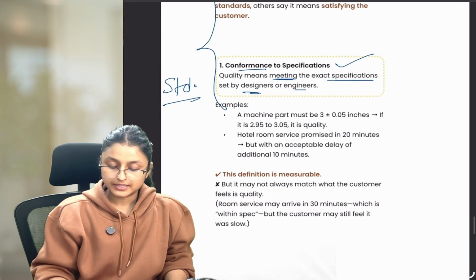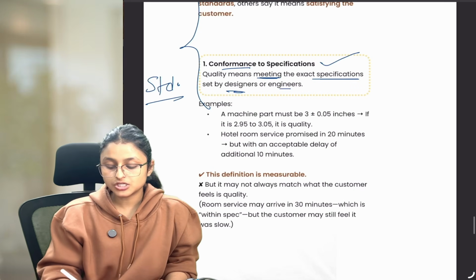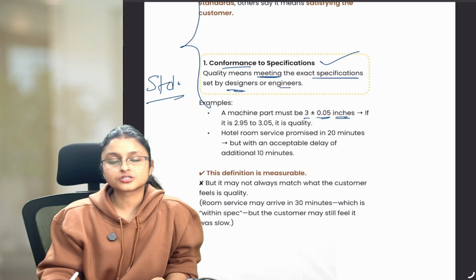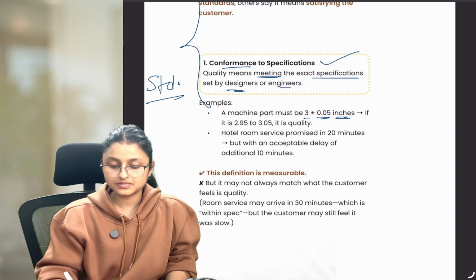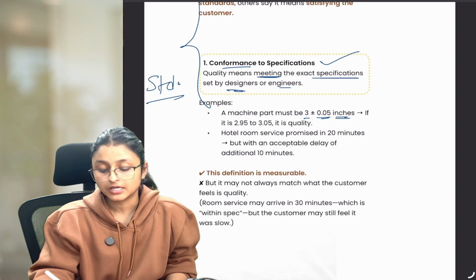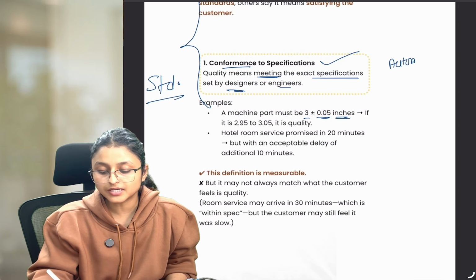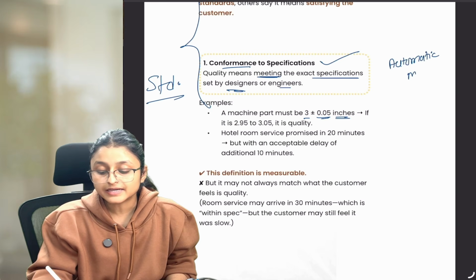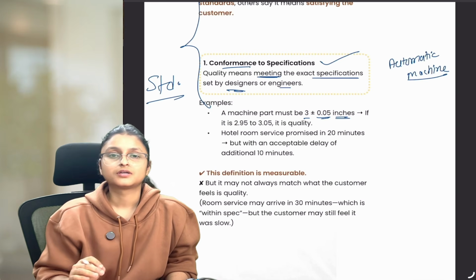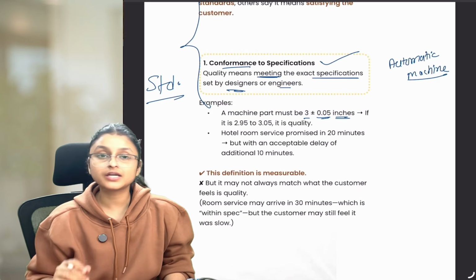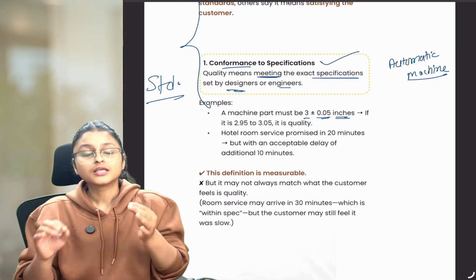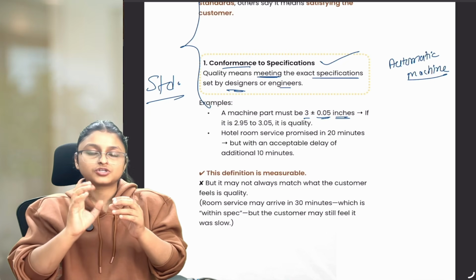Now, let's see this example. A machine part must be 3 plus minus 0.05 inches. Now, what does it mean? It means that whenever a product is made in the organization, think about it. Even if we are using some automatic machines, is it guaranteed that the product will be made of exactly the same height or exactly the same weight? The answer is no. Even if you are using automatic machines, there might be some changes.